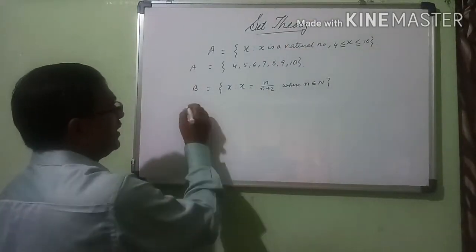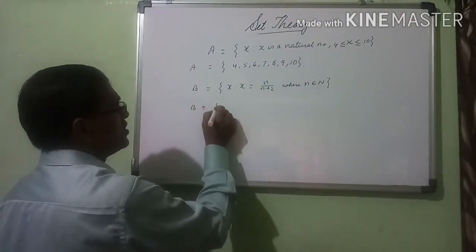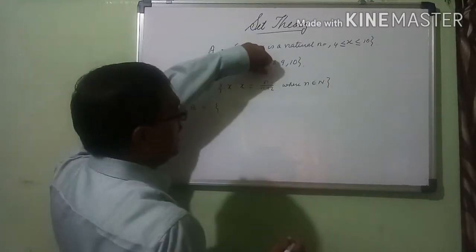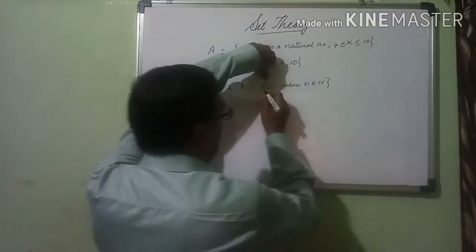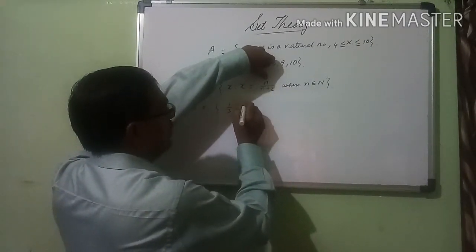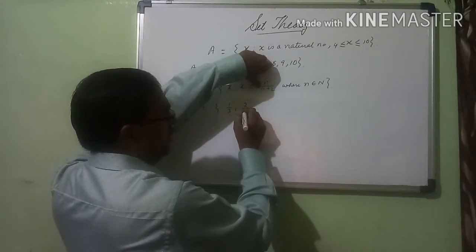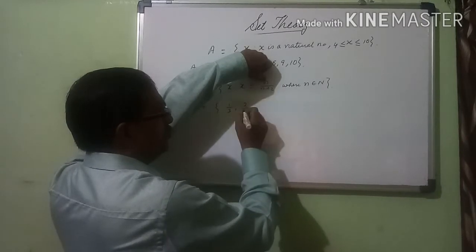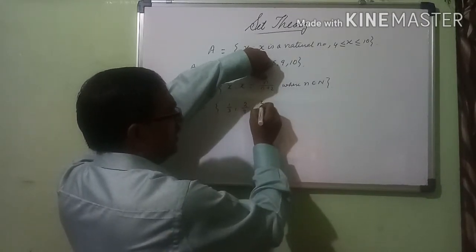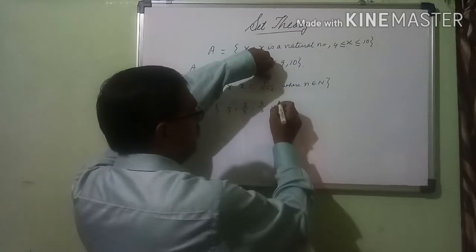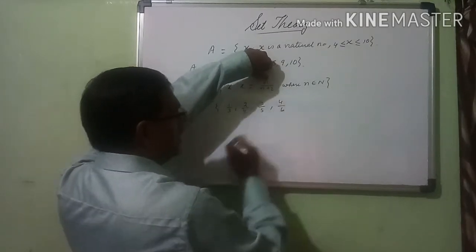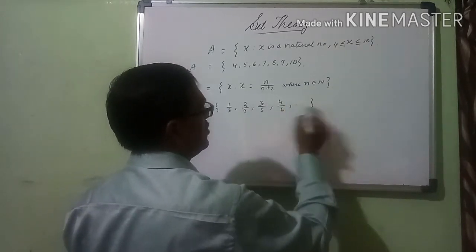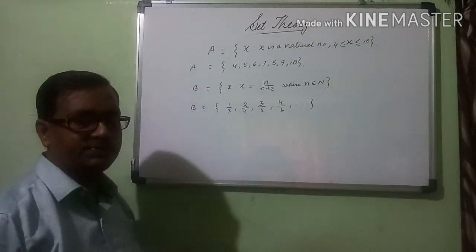So, if you want to write in the listing form, what can you say? Here x is equal to 1, so 1 plus 2 is 3, then 2 plus 2 is 4, then 3 plus 2 is 5, then 4 plus 2 is 6. So 3, 4, 5, 6, and just put it as 3 dots.